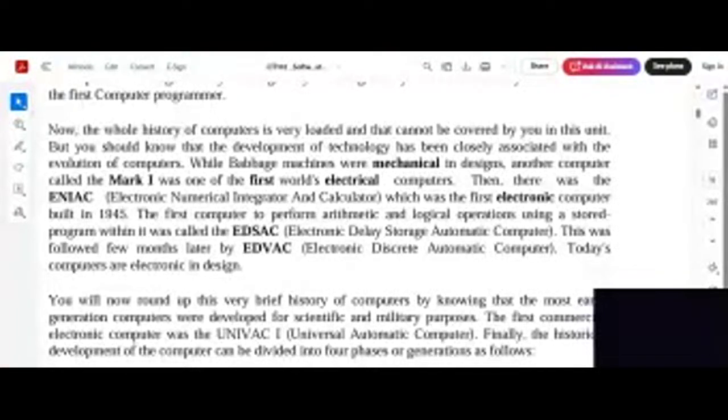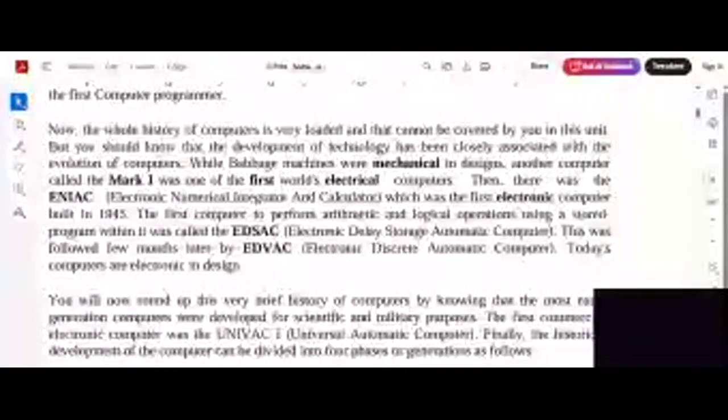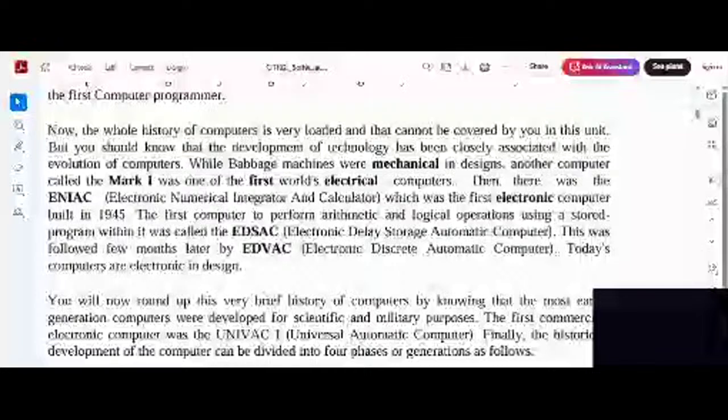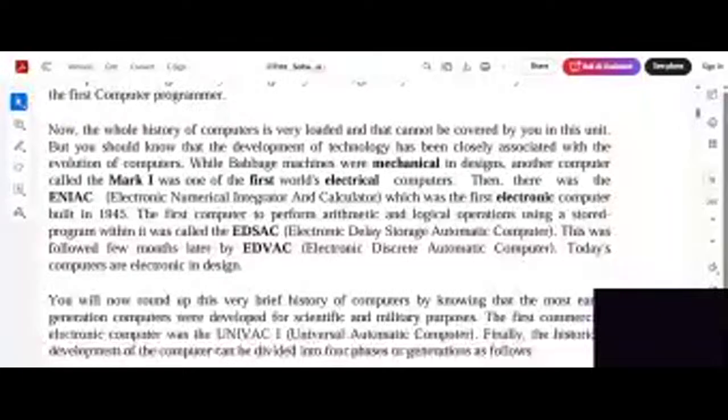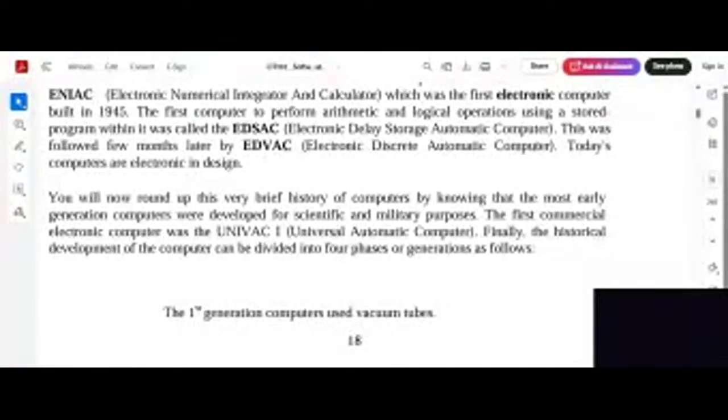But after that, they developed another one, which is ENIAC. ENIAC now stands as the first electronic computer. Then EDSAC performs arithmetic and logical operations using an already stored program in the computer. And a few months after the release of EDSAC, they came up with EDVAC, which stands for Electronic Discrete Automatic Computer, very important. And ENIAC, which is the first electronic computer, came into being in 1945.